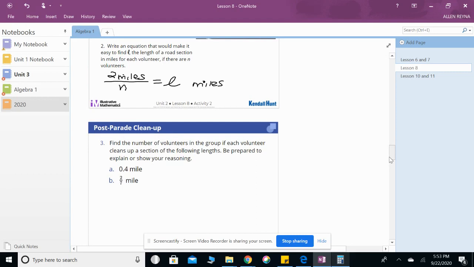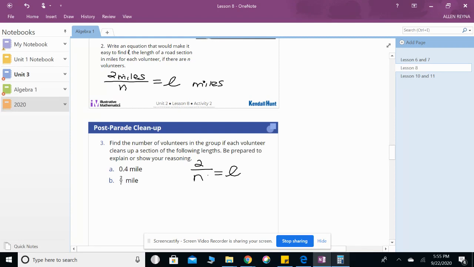It says, find the number of volunteers in the group if each volunteer cleans up a section of the following lengths. Be prepared to explain or show your reasoning. If you guys have to clean up 0.4 of a mile, how many people do you think there are? I will give you guys a second to figure it out. So we have this equation up at the top. 2 over n will equal our length.